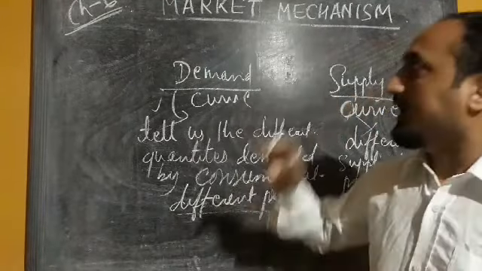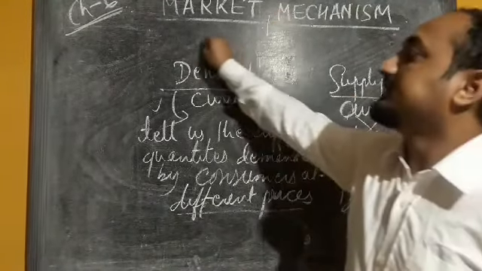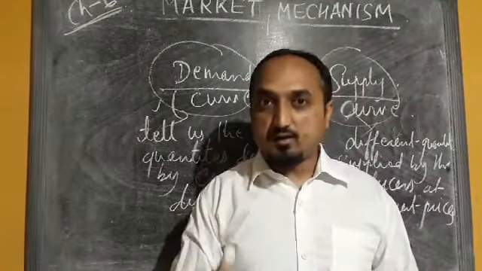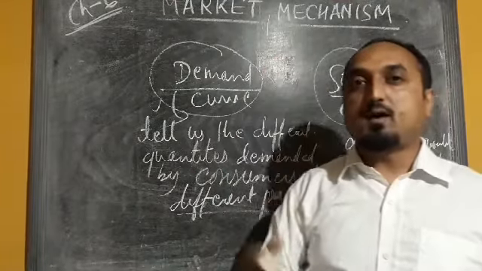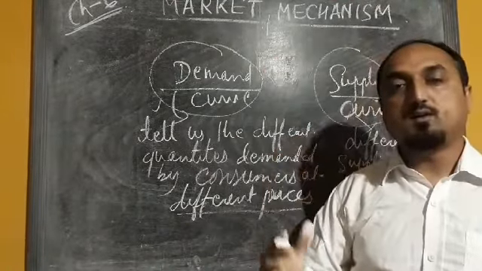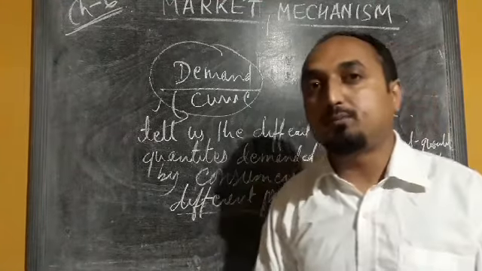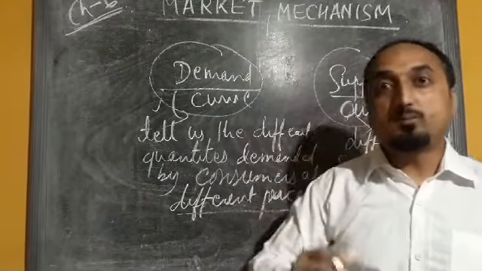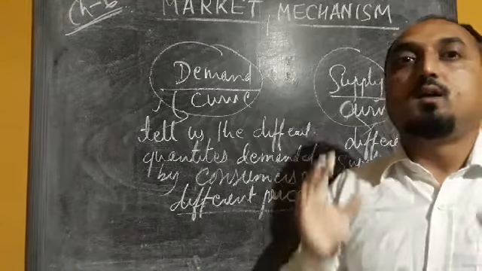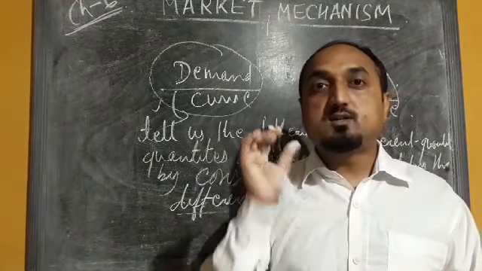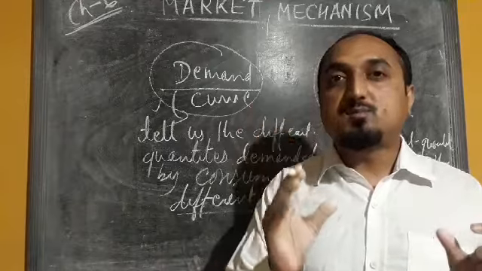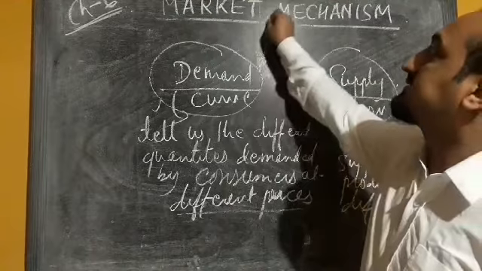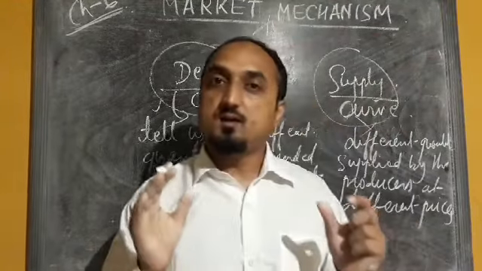Now, why is this chapter important? Because the concept of demand and supply will say that different quantities are demanded at different prices, and different quantities are supplied at different prices, but it will not tell us the actual price, what price will be or what price should be. So the determination of price is important, and determination of price is the main subject matter of this chapter, market mechanism.